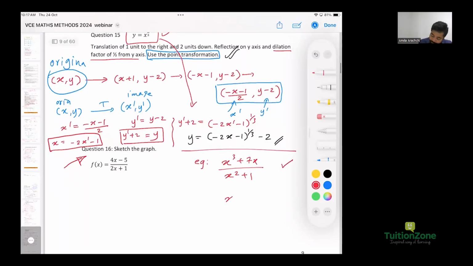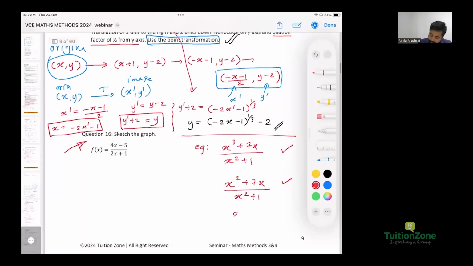How about this one? In this case, we have exactly the same degree on both of them, so still you can do the long division. How about x squared plus 1 divided by x cubed plus 7x? In this one, the denominator has the higher degree, so in that case you can't do the long division. So these are the options.